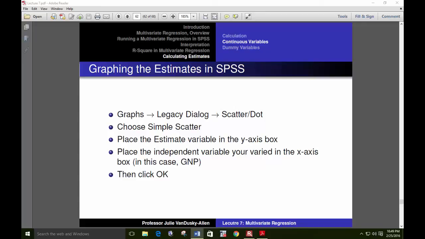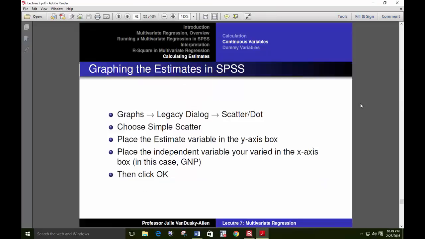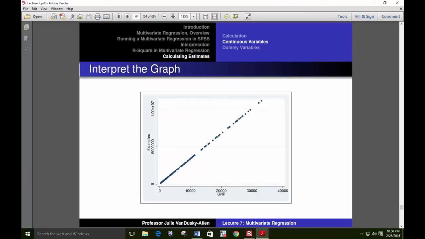You do graphs, legacy dialog, scatter dot. You choose simple scatter. You place the estimate variable in the y-axis box. You place the independent variable you varied in the x-axis box. In this case, it would be GNP. Then click OK. Then you interpret the graph.